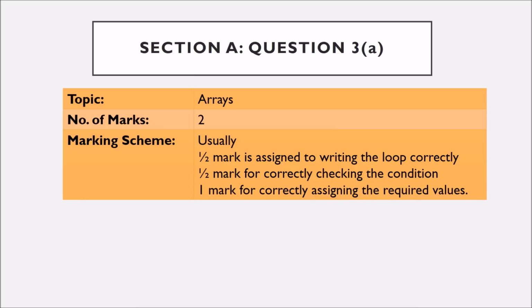Please read this question carefully. Don't get scared if you don't fully understand the logic. This question has partial marking. Usually, half mark is assigned to writing the loop correctly, half mark for correctly checking the condition, and 1 mark for correctly assigning the required values. So please try to answer whatever you know.